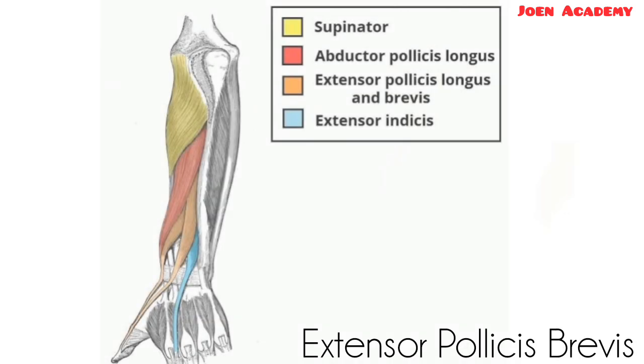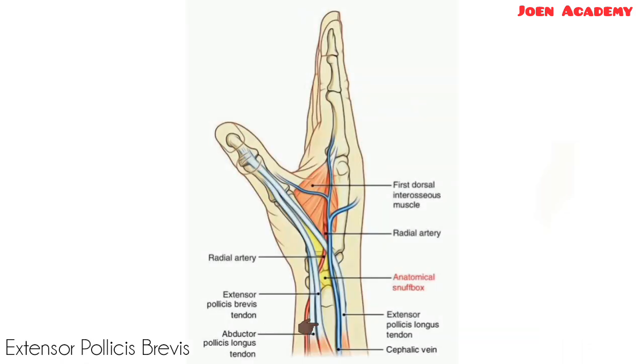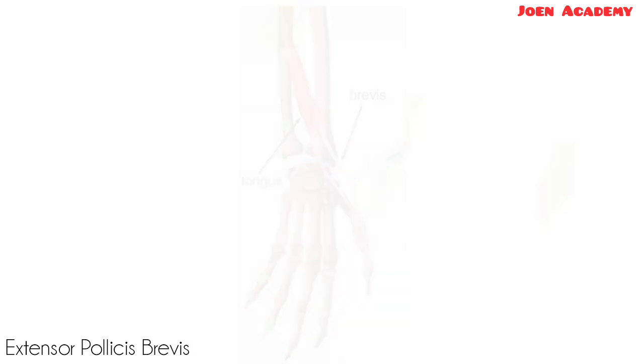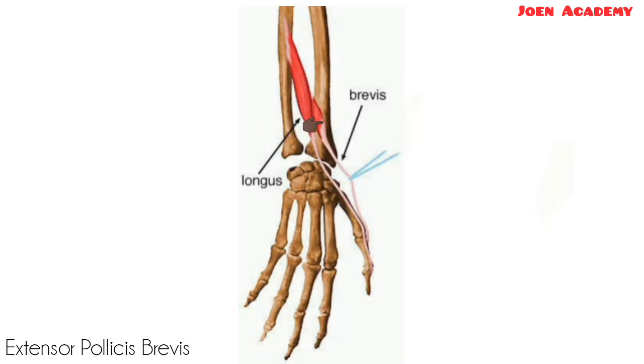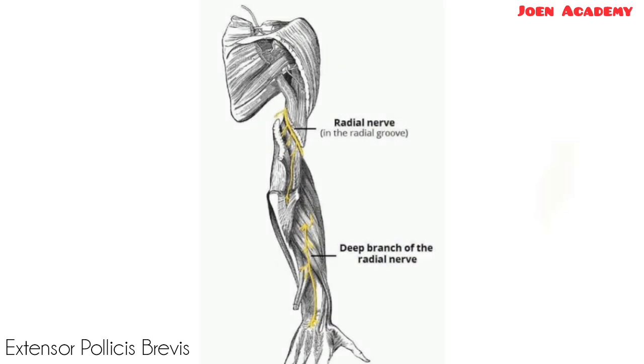The extensor pollicis brevis can be found medially and deep to the abductor pollicis longus. In the hand, its tendon contributes to the lateral border of the anatomical snuff box. It originates from the posterior surface of the radius and interosseous membrane. It attaches to the base of the proximal phalanx of the thumb. It extends at the metacarpophalangeal and carpometacarpal joints of the thumb. It is also supplied by the posterior interosseous branch of the radial nerve.